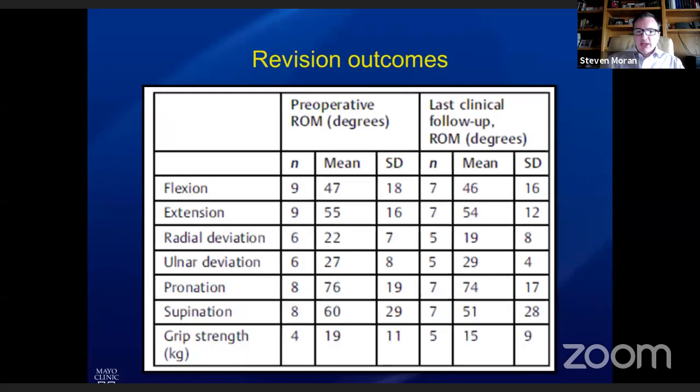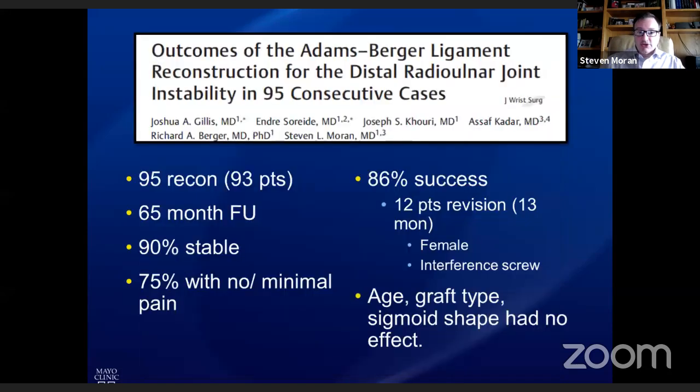However, if we were able to take those patients back to the OR who had ruptured their graft, we were able to restore good motion, we were able to restore stability, and grip strength tended to be stable between a first and second surgery. So overall, again, this procedure was successful in 86% of patients. And in those patients that had rupture of the graft, it was almost successful in 75% of patients in restoring a pain-free motion following the secondary operation.